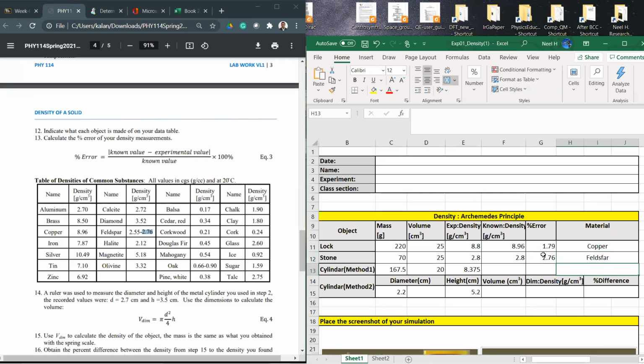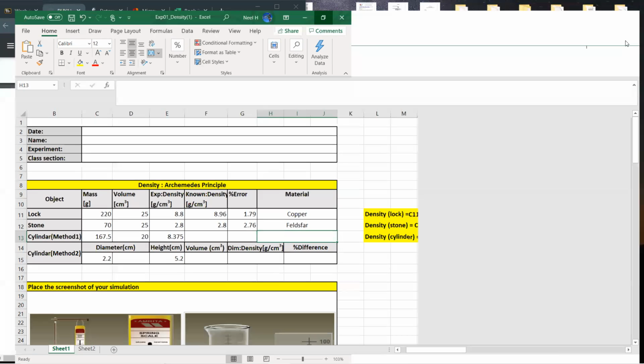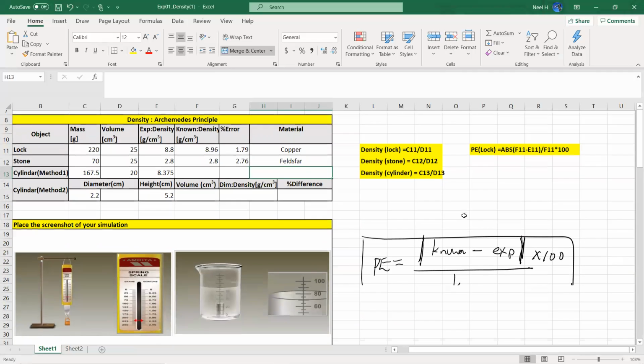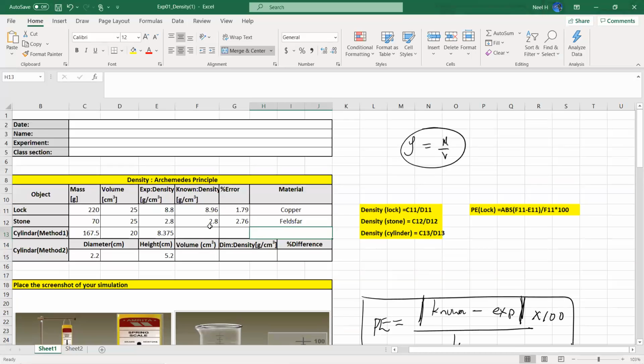Okay, question. Then again, the same error calculation. Sorry, this should be 2.76. This should be error calculation. Okay, let me do that also. Any question?